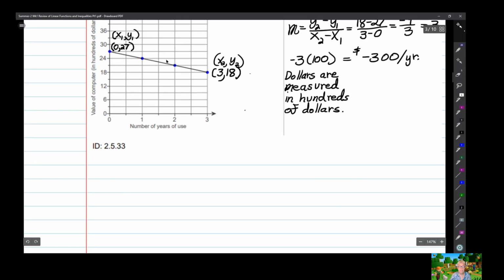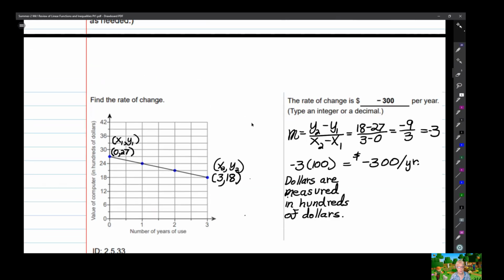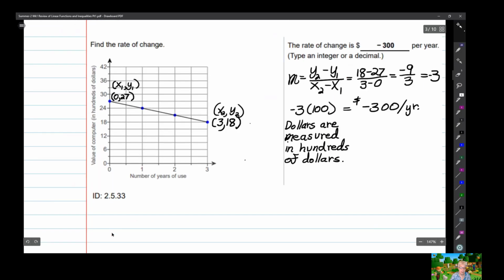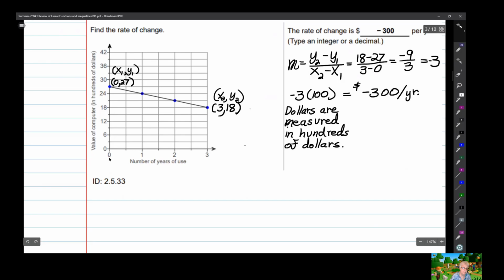When the line is dropping from left to right, that means your slope is negative, which means that the rate of change is decreasing. Find the rate of change. What we have is the number of years in use and the value of a computer in hundreds of dollars.